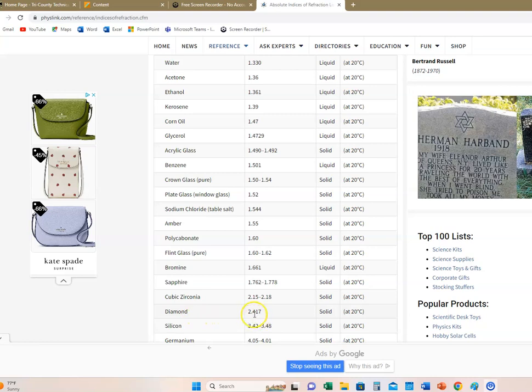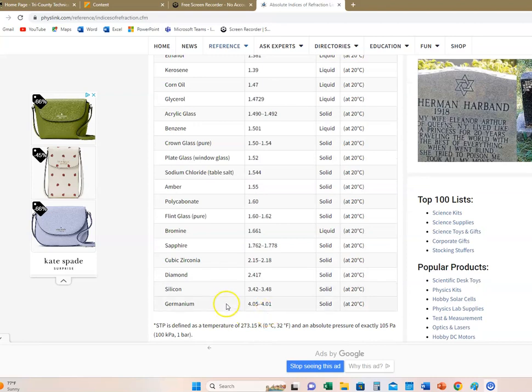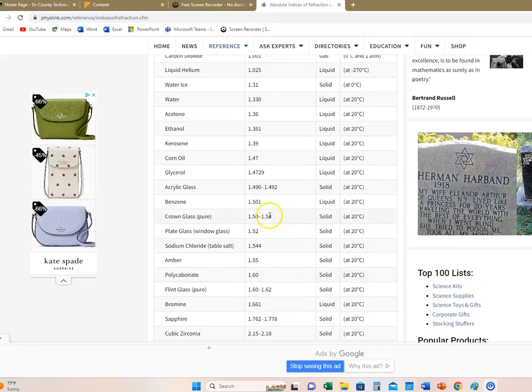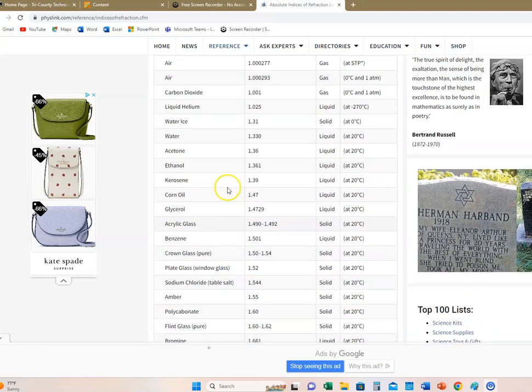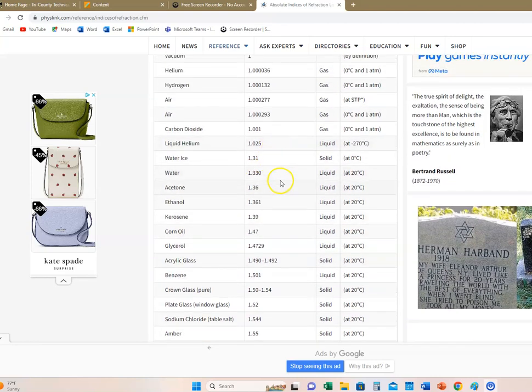All right, diamonds, it's 2.417 and so forth, right? So there's silicon, and so forth. The benzene, a little more than 1.5. So these are just some common compounds that have an index of refraction, or just given what the index of refraction is.